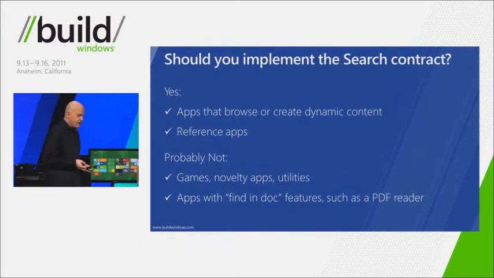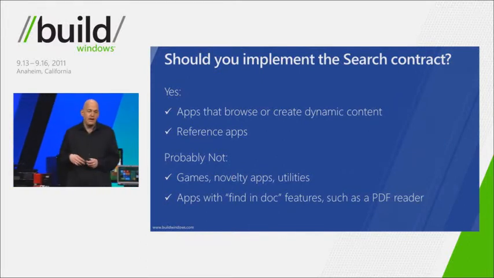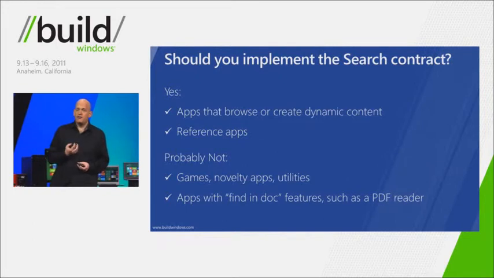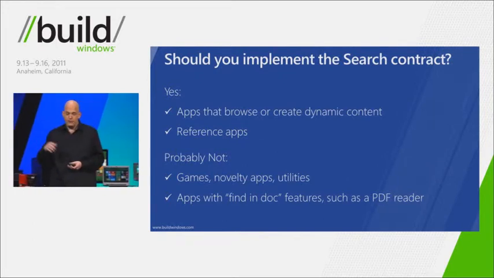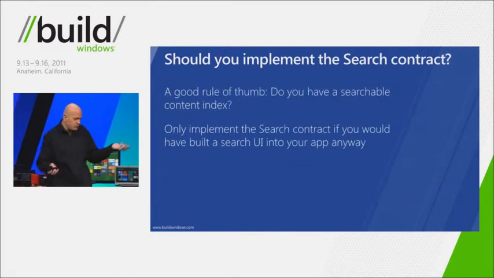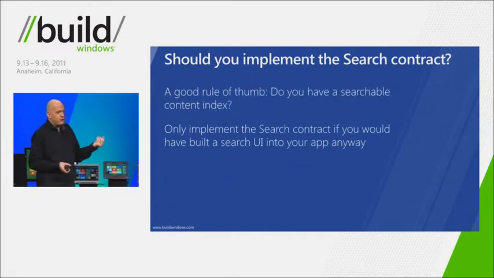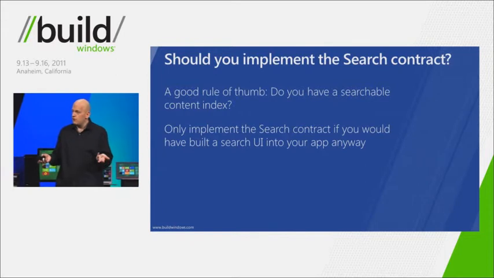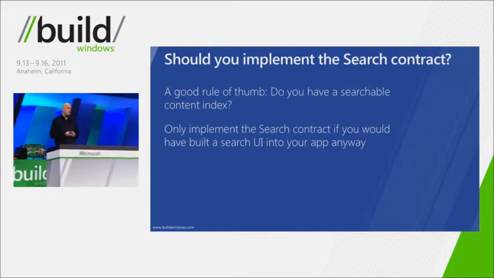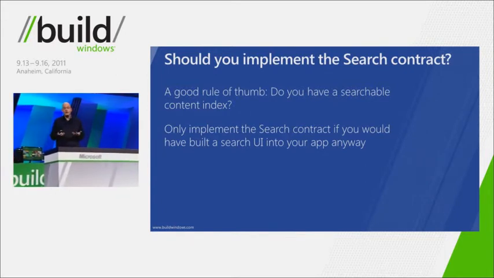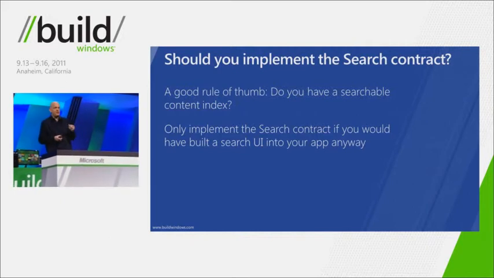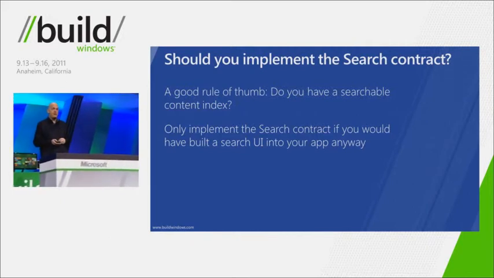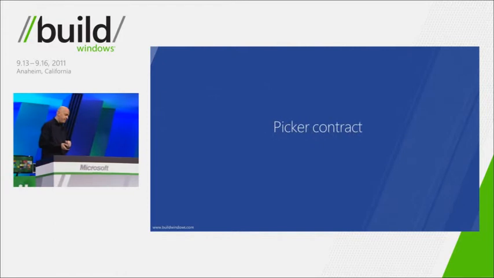It's also not the place for find in doc. So if you're writing a PDF reader, for instance, you should do find within your app's UI, not using the search contract. A good rule of thumb here: if you were going to build a search UI anyway, then you should use the search contract. You probably shouldn't implement search just because it's there. So think about if your app really needs search, and if it does, then use the search charm and the contracts that are behind it.